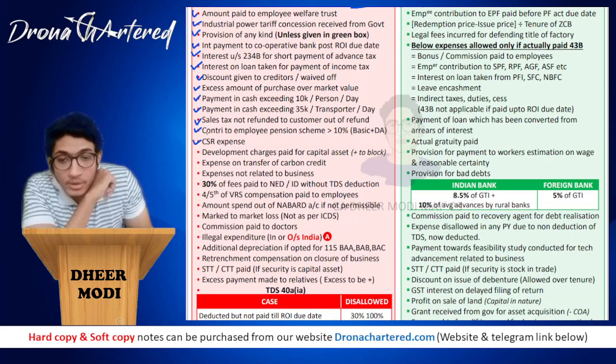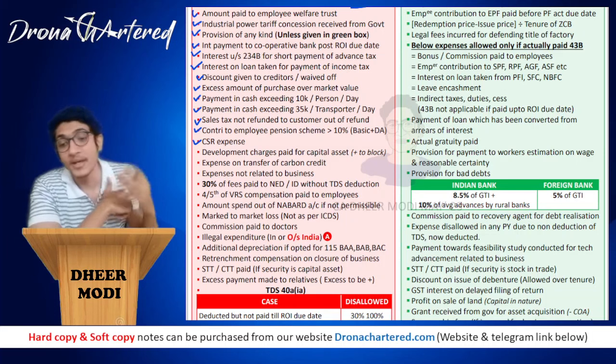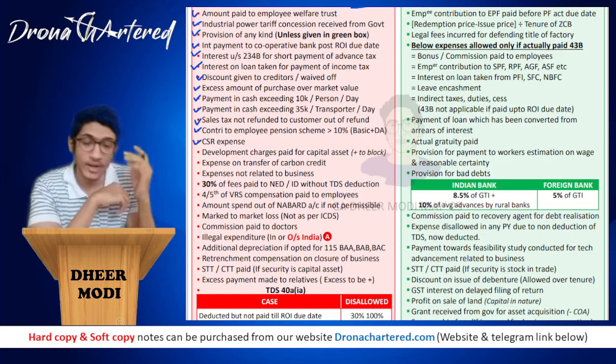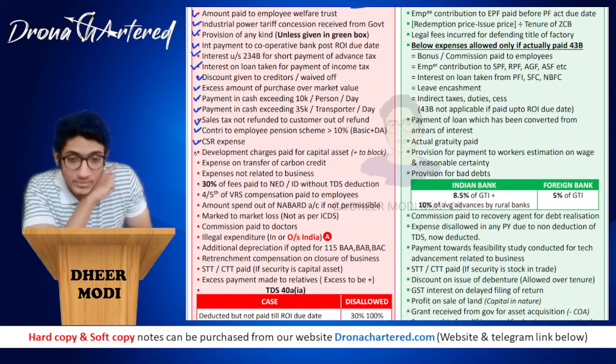Very important point to remember, CSR expenses are not allowed as deduction, even though it is mandatory by law. CSR expenses not allowed as deduction. You will have to add back if it has already been subtracted from your PGBP income.